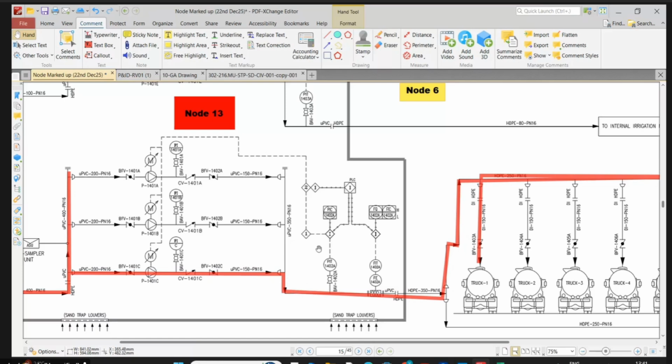In case of no and less flow, this PAPT and this FT will give you signal to start the standby pump. Can you give the control narratives? Can you explain?